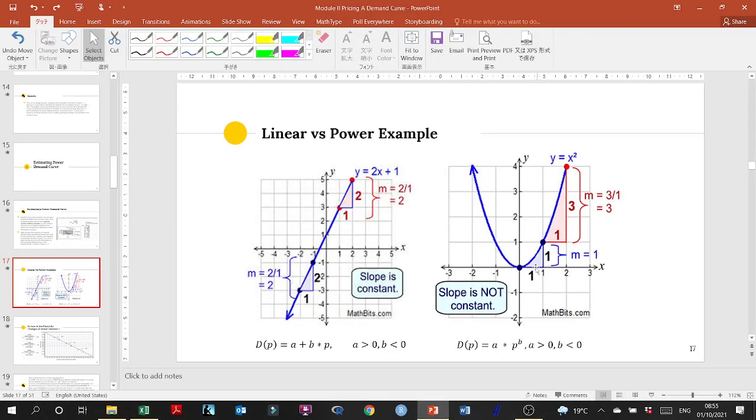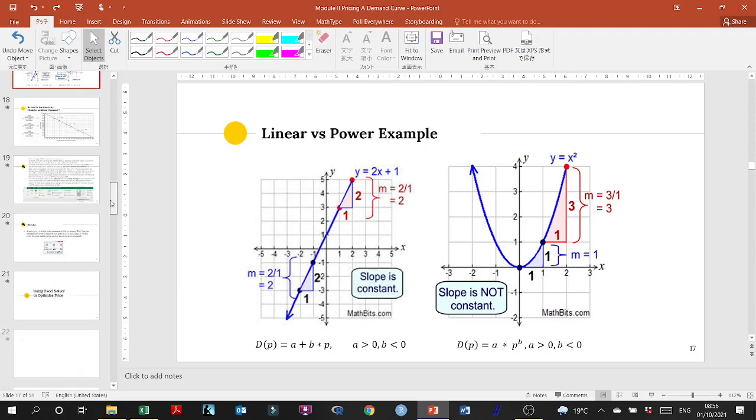Usually in real life scenarios, our elasticity is not constant at different price points. The elasticity will change somehow over different price points. And this is why in economics you probably worked more with the power curve rather than the linear curve, because this is the reality. As a matter of fact, elasticity changes over different price points.